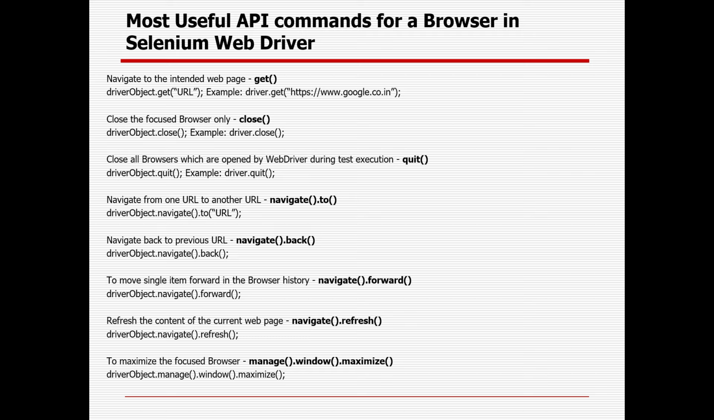Then I will cover the most important API commands, right, for the browser. So get part you have already seen. What is the way? Navigate to the intended web page, right? This is the one. Then if you want to maximize the focused browser, driver.manage().window().maximize(). If you want to close only the focused driver, you can use driver.close(). If you want to close all the browsers, you can use quit. If you want to navigate from one page to another, you can use navigate.to, right?